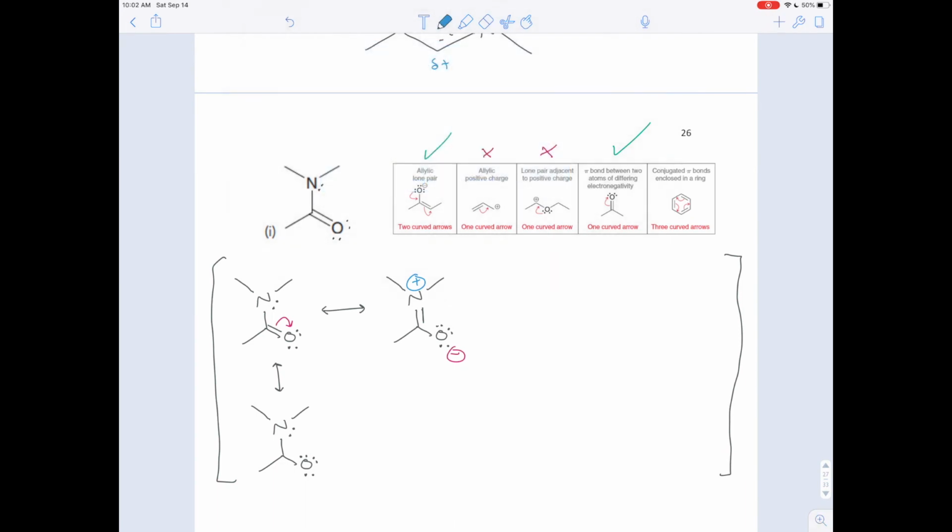And in this structure, if you go through the formal charges, you'd see that the carbon now has a positive charge, and the oxygen has a negative 1 charge. Formal charge.